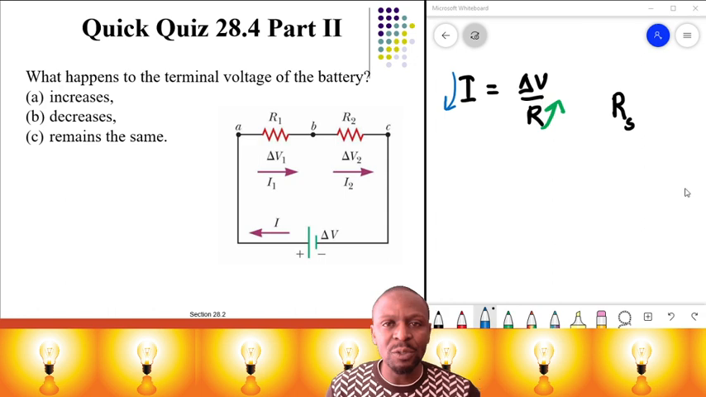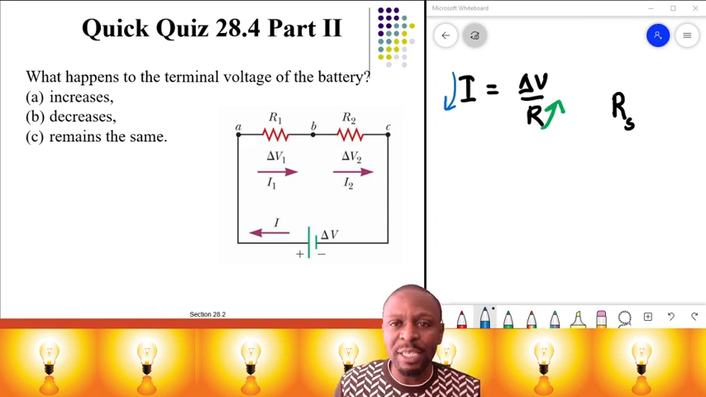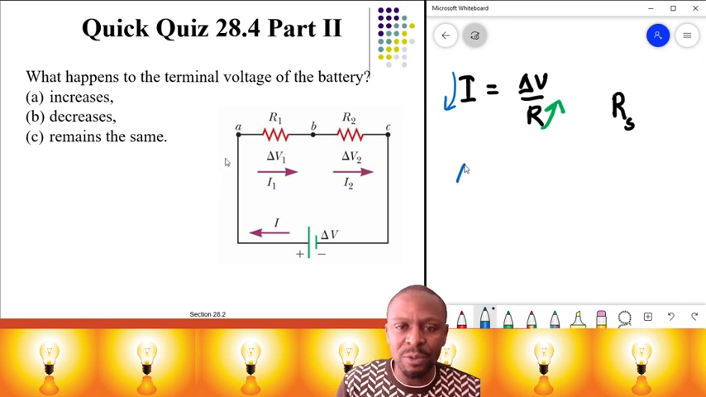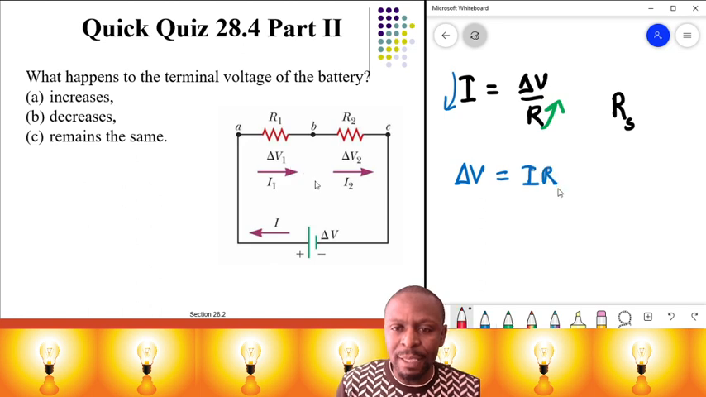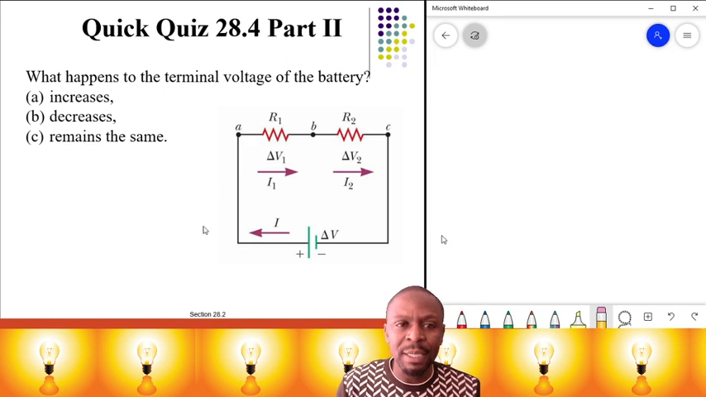Let us also do the following quick quiz. What happens to the terminal voltage of the battery? Now I'm just going to write the change in V is just equal to IR. Now if the resistor becomes big, the terminal voltage must also become high. If you increase the resistor, because of this equation, the answer for that quick quiz is therefore that it increases. Right.